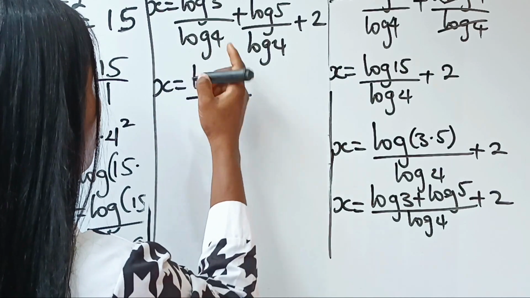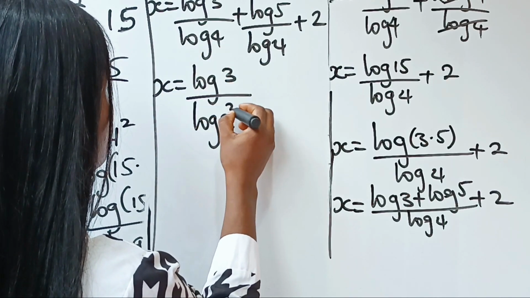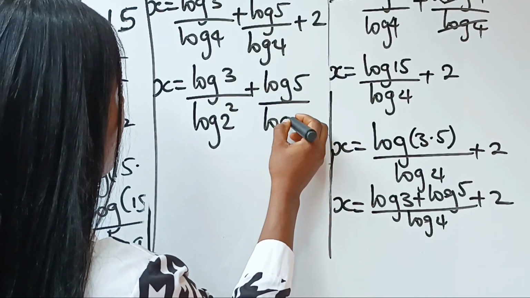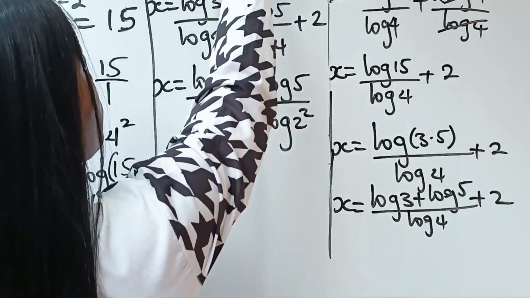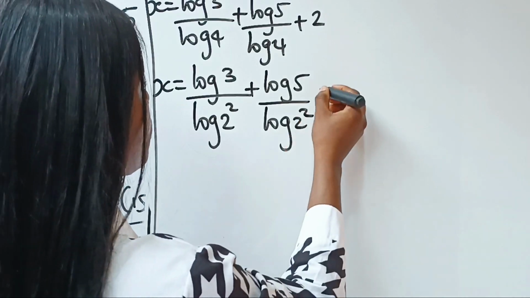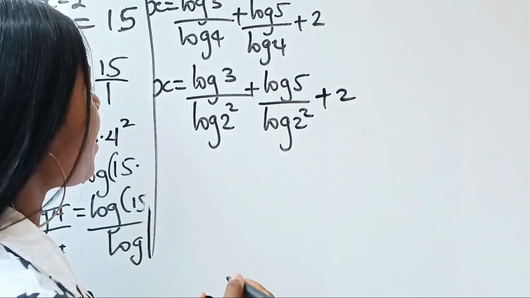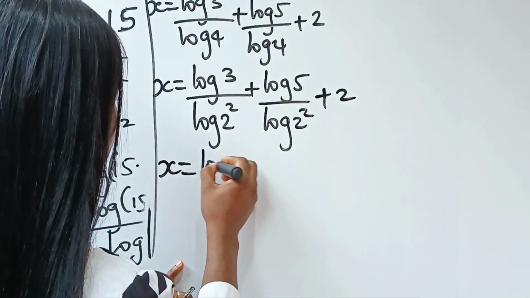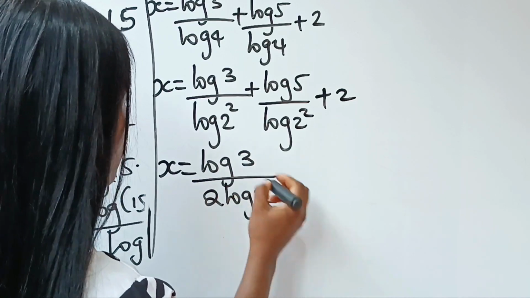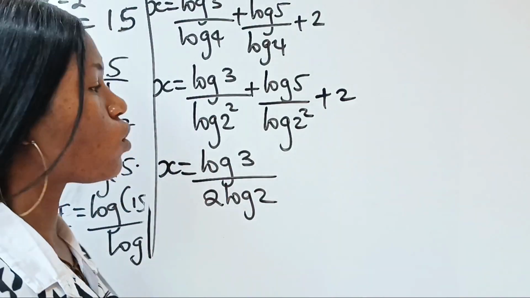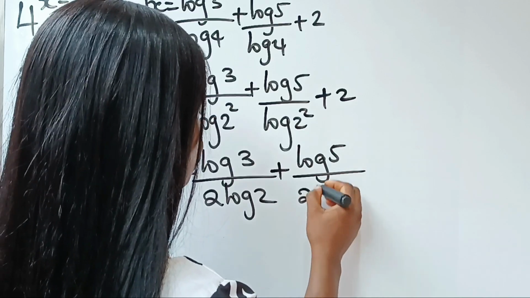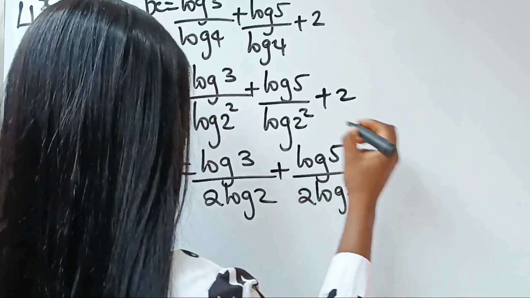So x is equal to log 3 divided by, 4 is the same thing as 2 squared, right? So we have log 3 divided by log 2 squared plus log 5 divided by log 2 squared as well, then plus 2, this particular 2. So we have x is equal to log 3 divided by 2 log 2, because the exponent can come down, plus log 5 divided by 2 log 2 as well, plus 2.